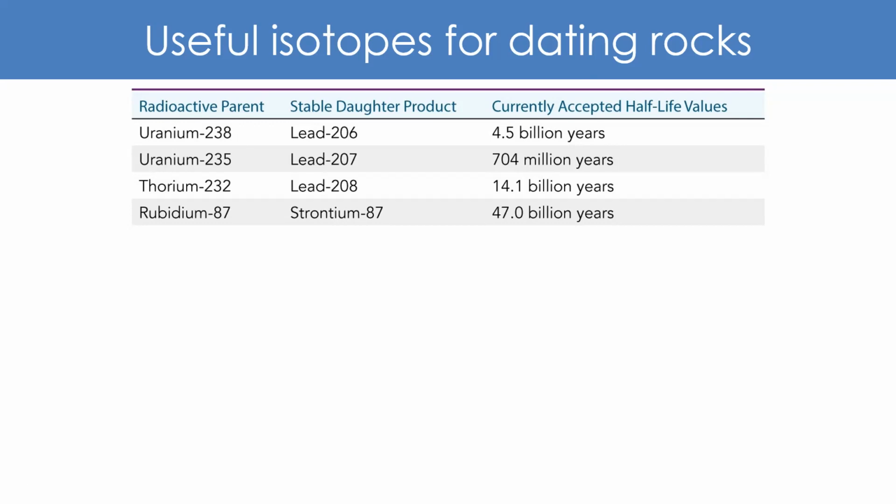4.5 billion years. If we looked at it and we saw that 25 of those atoms were uranium and 75 were lead, that's 2 half-lives, which means that that is actually 9 billion years. So for each half-life, you just multiply it by its accepted half-life value, and that's the age that you're getting.